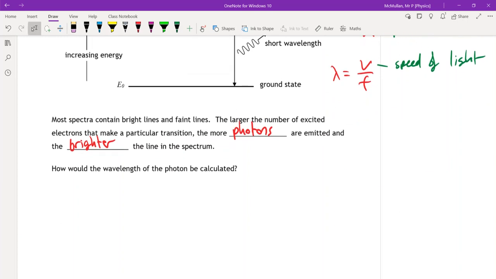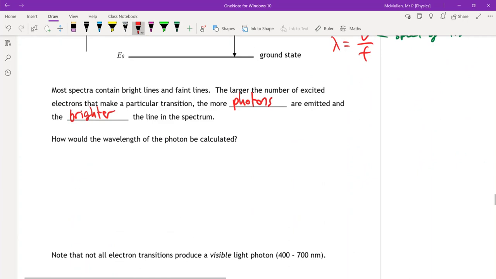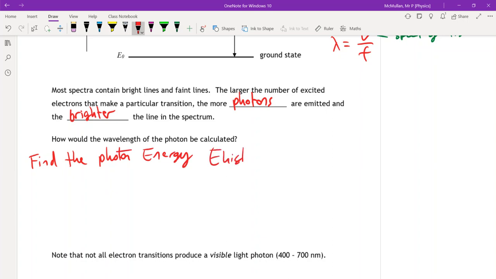How would the wavelength of the photon be calculated? So again, it's just what I've written up here, but we'll write it in here. Step 1, find the photon energy, which is the higher energy level, subtract the lower. Find the frequency.